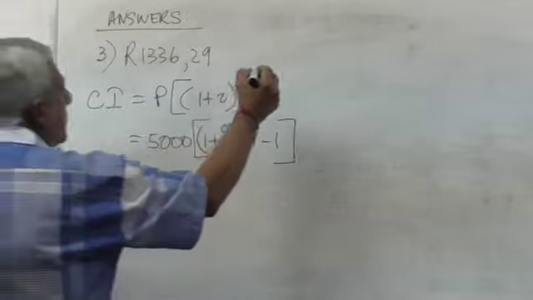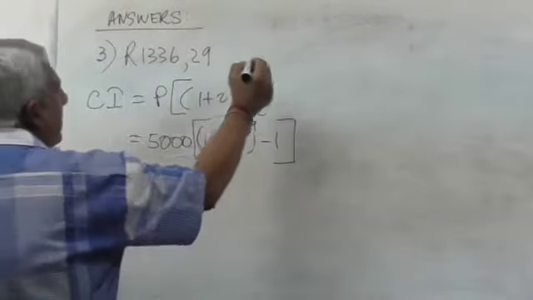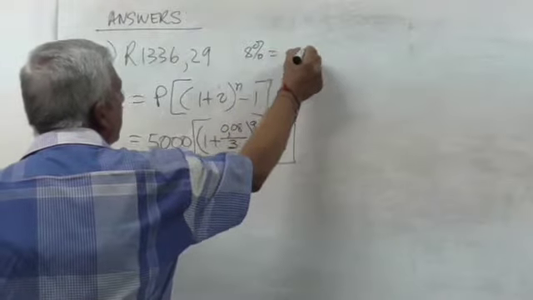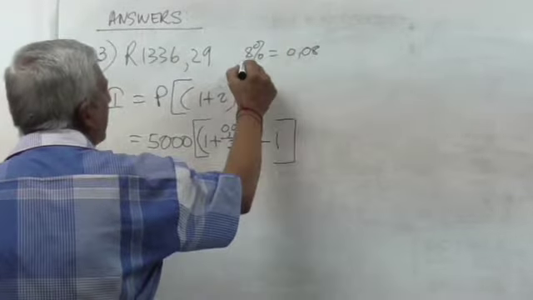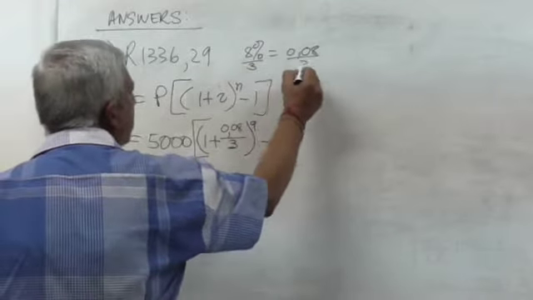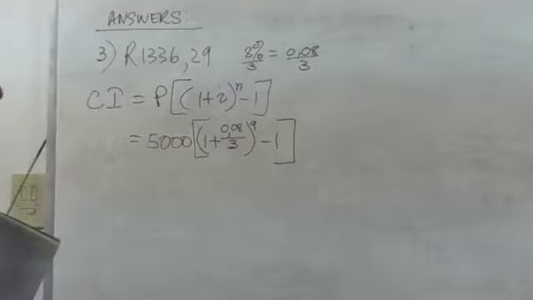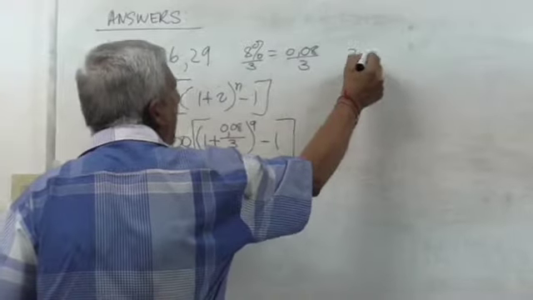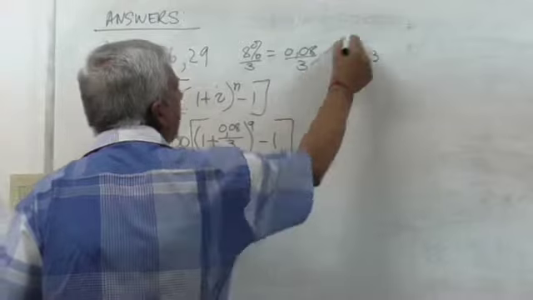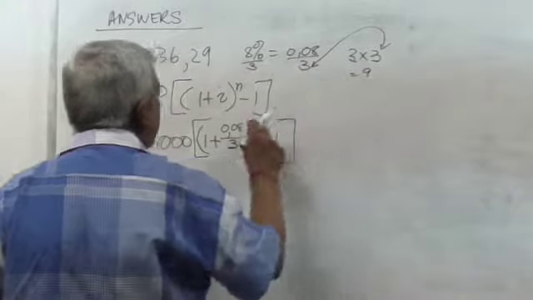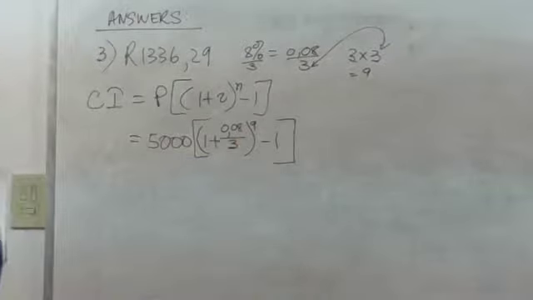Or let's do it like this for you. It might be too fast. Firstly, 8% is 0,08. I've got to divide this by 3 because it's 4 times a year, so it's divided by 3. That's how we get that. Then the time is 3 years. 3 times 3. You see, I divided by 3, so I must multiply by 3. That will give me 9. That's how I got this 9 minus 1.